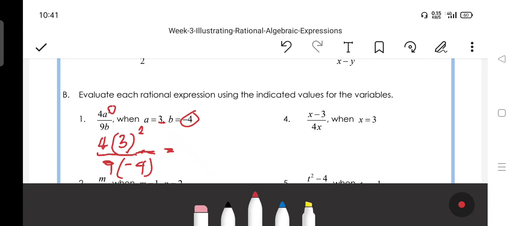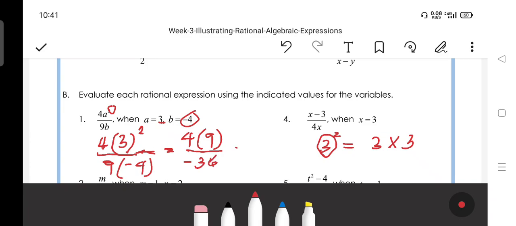So we have 3 squared. Let us simplify first 3 squared. Take note that 3 squared means 3 times 3. It's not 3 times 2. We are going to multiply 3 2 times or twice. So 3 times 3, we have 9 over 9 times negative 4. So this becomes 36.